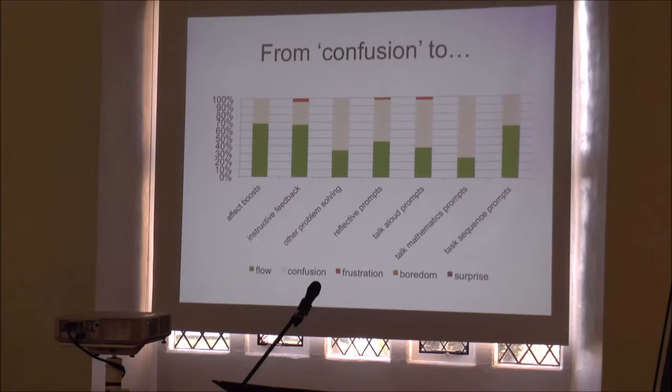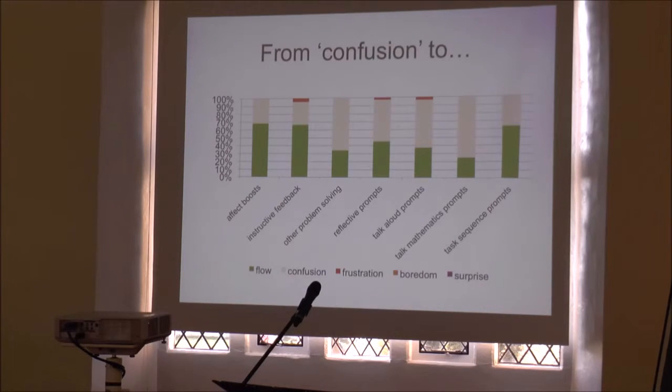So this is a kind of transition from confusion to different affective states, as the colors show at the bottom. I don't know if it's easy to notice, but particularly the affect boosts and the instructive feedback have led students to go from this confused state that they were in to a more in-flow state with the system. So they were more engaged in taking actions that would be in line with the problem they have to solve.